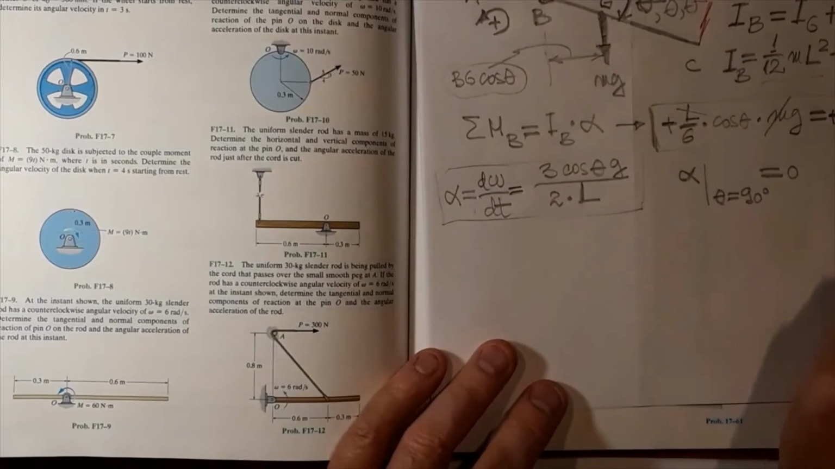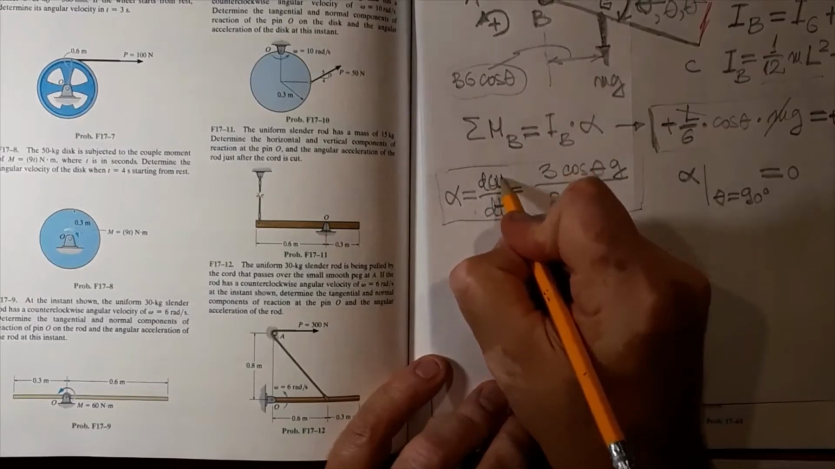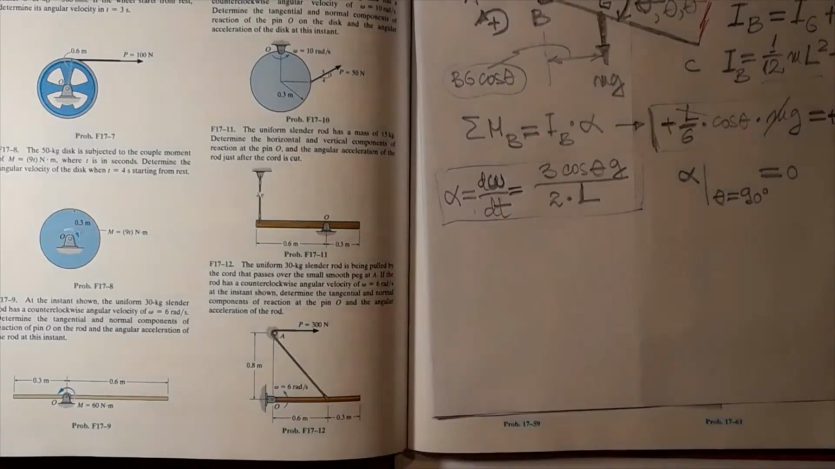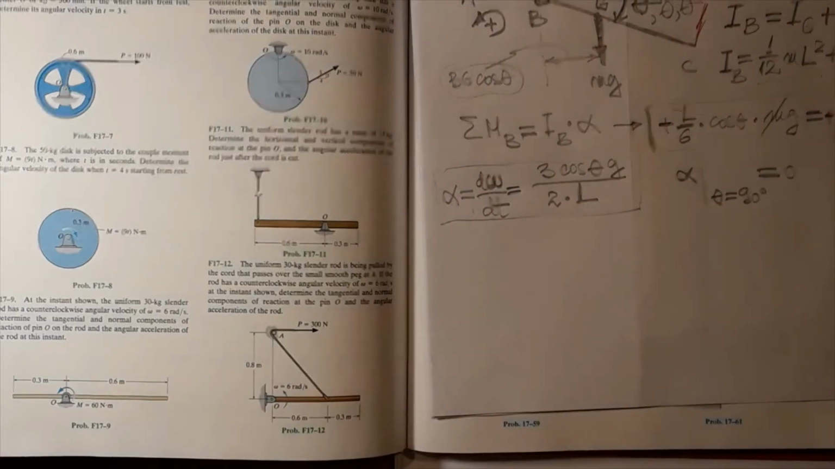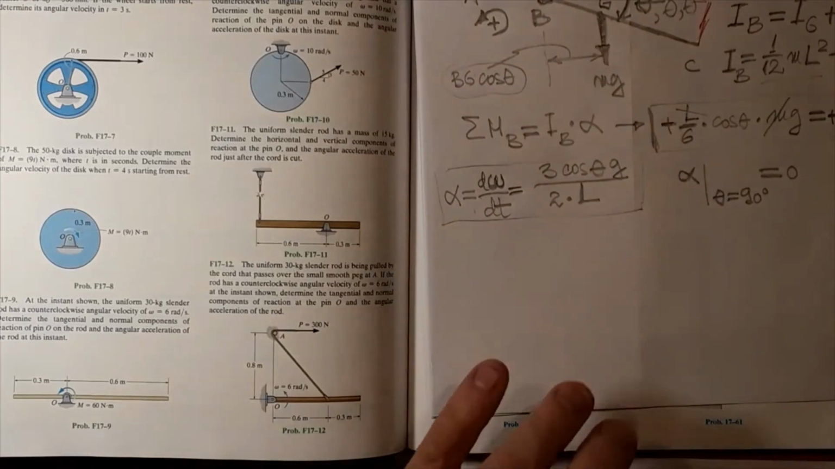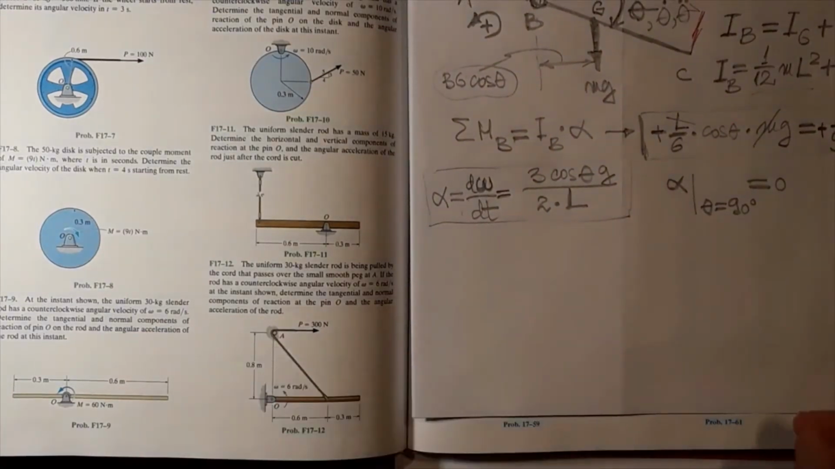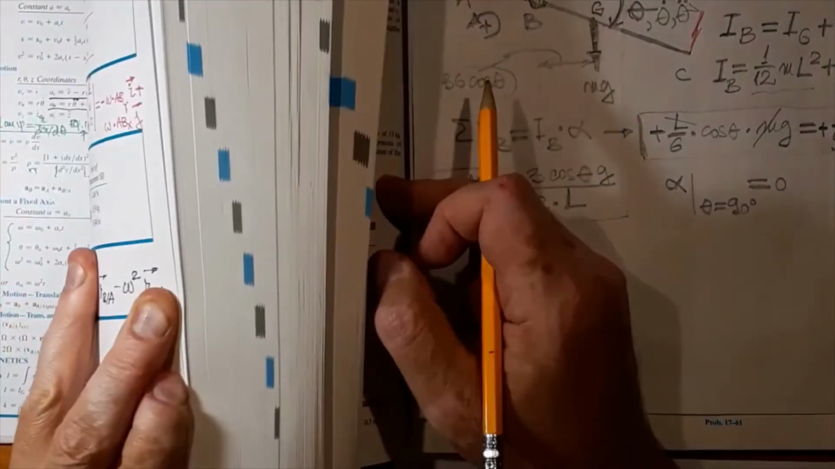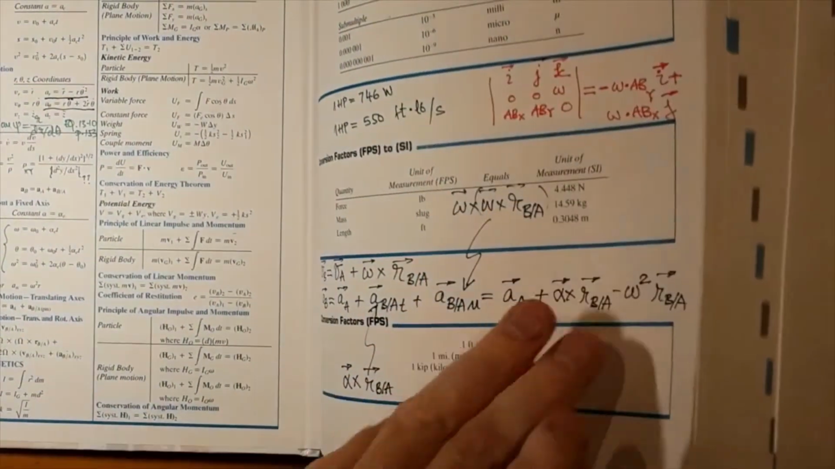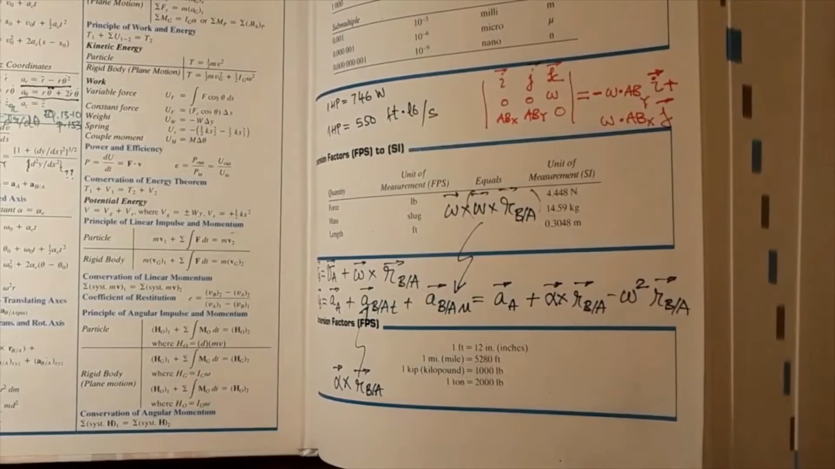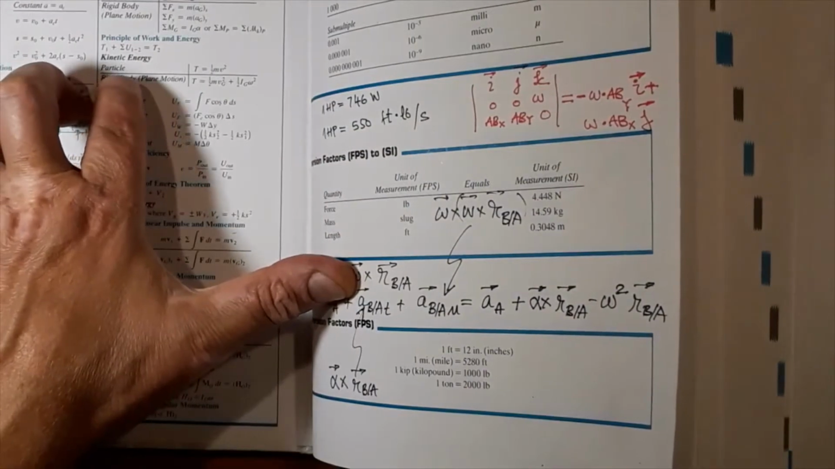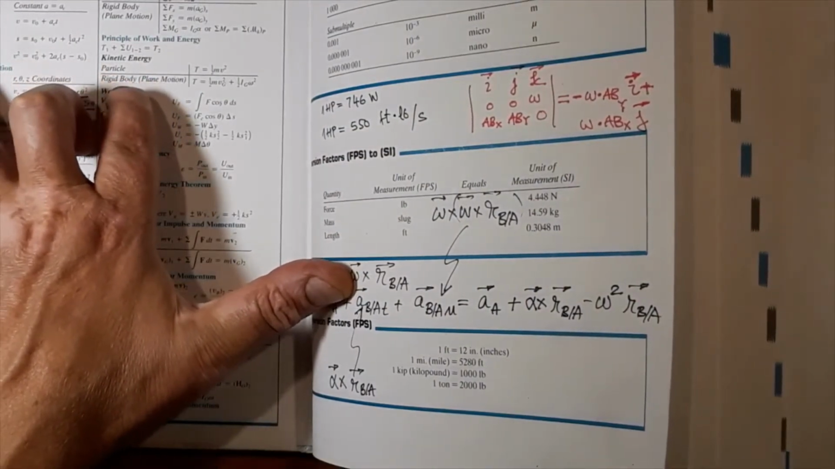In order to get omega, we need to integrate. Since integration will be done not with respect to time, but rather theta, we need to use a relation we know from linear motion. If you go to the inside cover, there is this form a ds equals v dv. So a would be alpha, ds would be d theta, v will be omega, dv will be d omega.